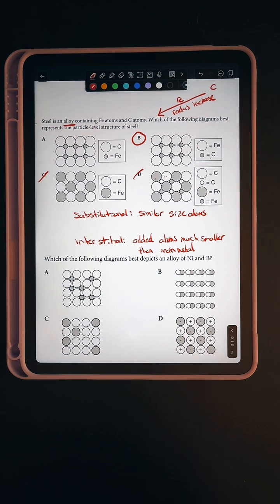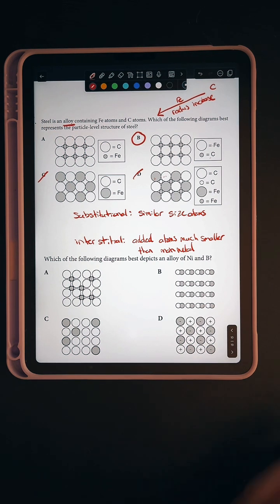How's everyone doing? I hope everyone is having a fabulous Wednesday night. We're going to go on and do some VSEPR Theory, Lewis dot structures, all of those.